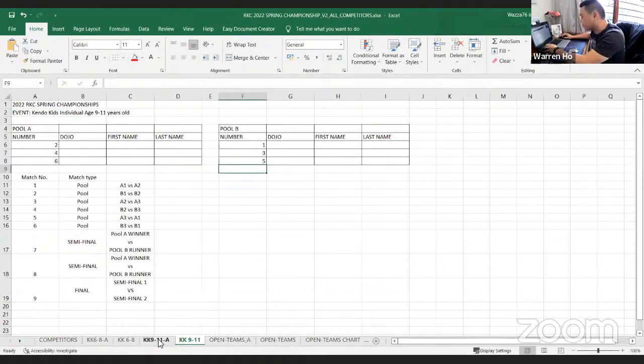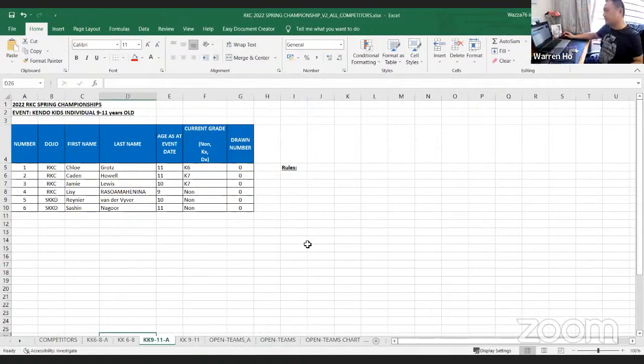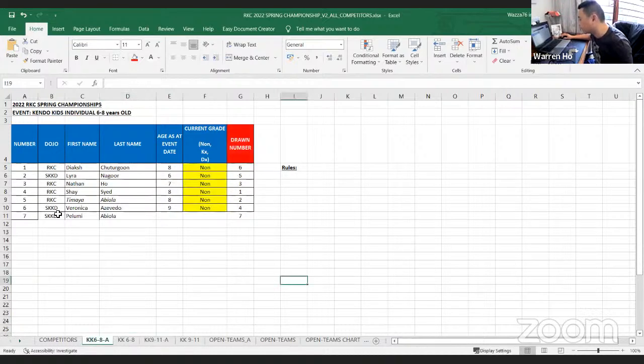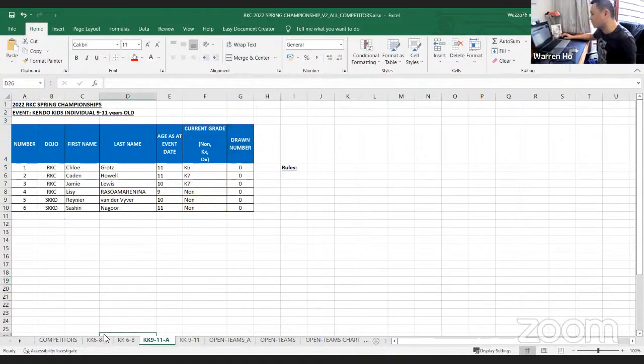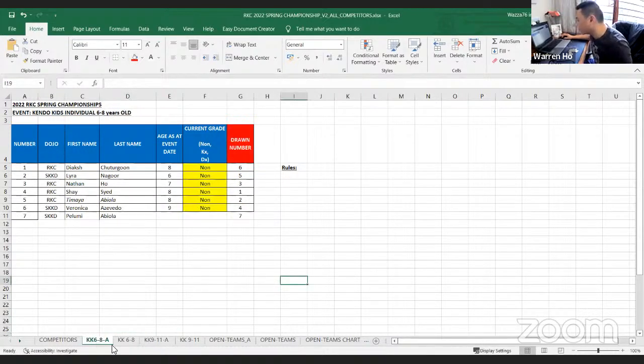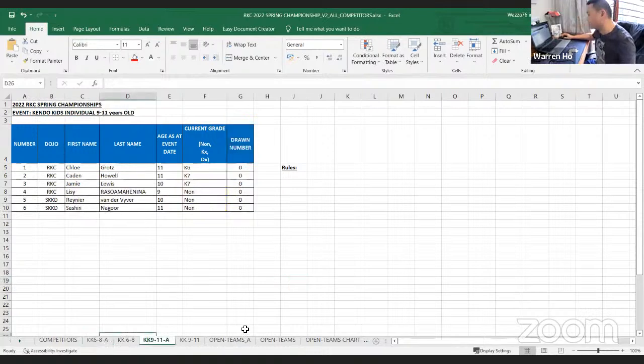let's move on now. We said we're going to do the second age category for the kinder kids, which is the 9 to 11-year-olds. Hopefully I've got everybody here. I've got 2 from Sankawa, Rainer, and Session. Please make sure that it's there. And then the 4 from RKC. Yeah, I don't know why I missed Palumi. Okay, no problem. So here we go.